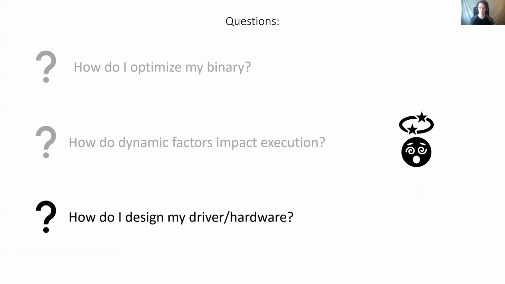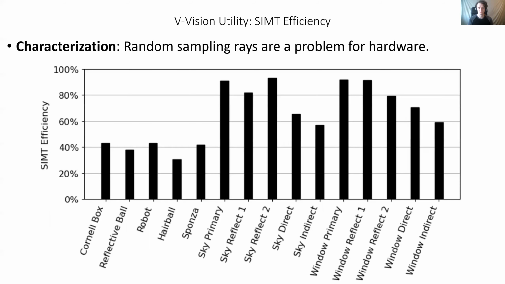And we can also help driver designers or hardware developers figure out how to design their next iteration of hardware drivers using Vulkan Vision. So for example, we did a characterization study where we looked at all the ray tracing pipeline executions for a number of Vulkan ray tracing applications, and we studied the SIMT efficiency metric I mentioned before. So this is again sort of a proxy measure of the hardware utilization efficiency.